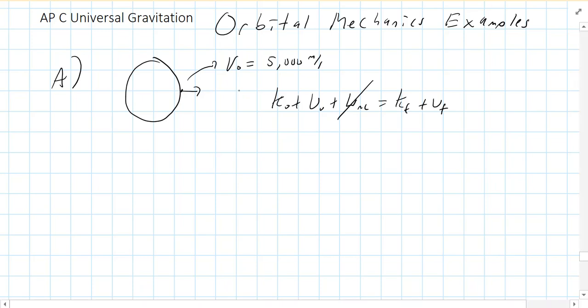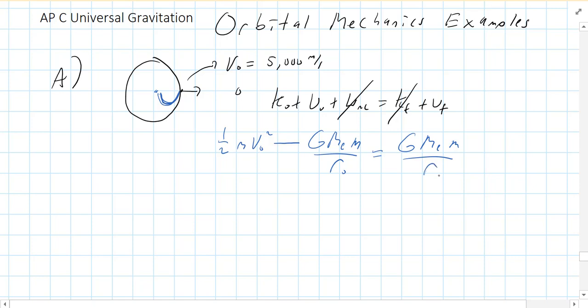And when it gets to its max height, the final kinetic energy will be zero. Every other term has got a value to it because the starting height is not zero. The starting height is the radius of the Earth, so you can't say that's zero. So our equation will look like this. 1/2 mass of the rock, v naught squared, minus big G, mass of the Earth, mass of the rock, over r naught, which is the radius of the Earth, equals negative big G, mass of the Earth, mass of the rock, over r final.